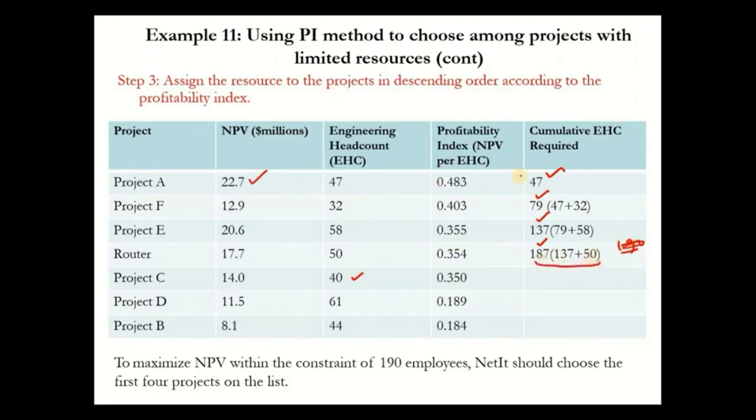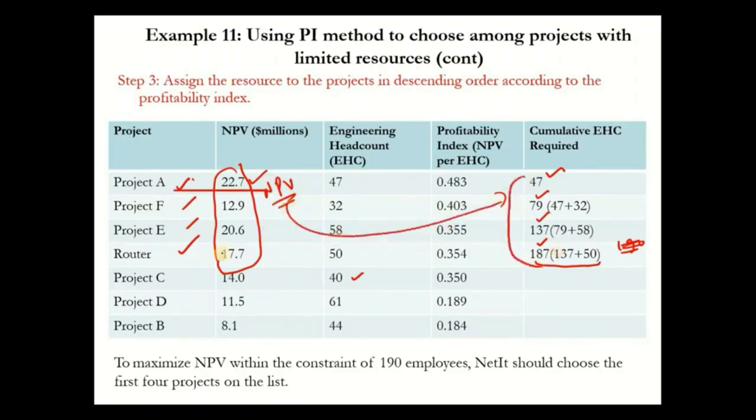So what is the portfolio of projects? A, F, E and the router. If you combine their NPVs, the total would be the highest compared to any other combination, because this combination is based on the profitability index. If you make another combination, that NPV would not be the highest one, but the projects selected based on PI would have the highest NPV.